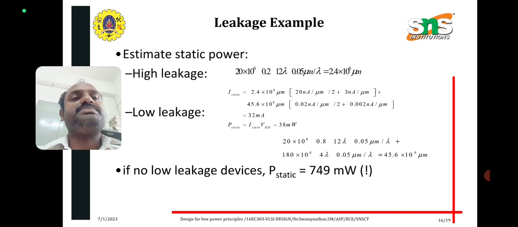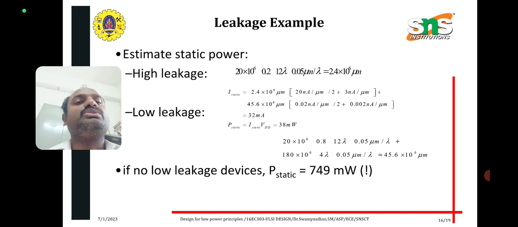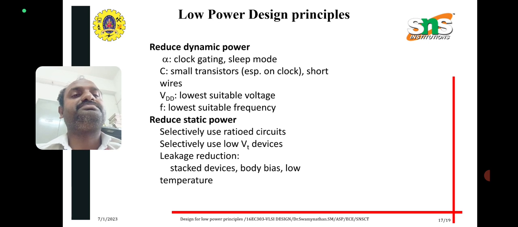For the leakage power, we can get the high leakage and low leakage based on the given formula. You get the static current first, and then the static power from the multiplication of static current and supply voltage VDD. You get 38 milliwatts. If there were no low leakage devices, the static power would be 749 milliwatts.